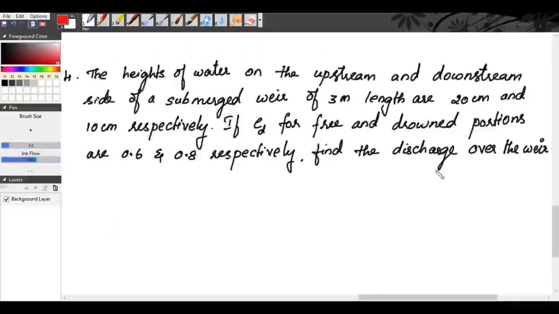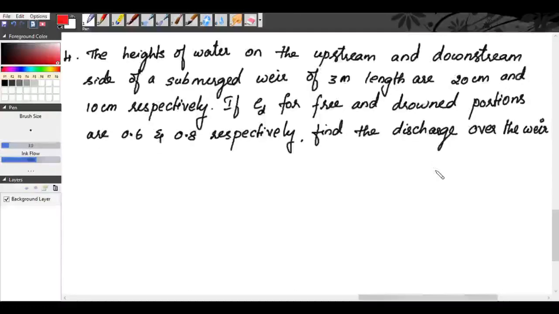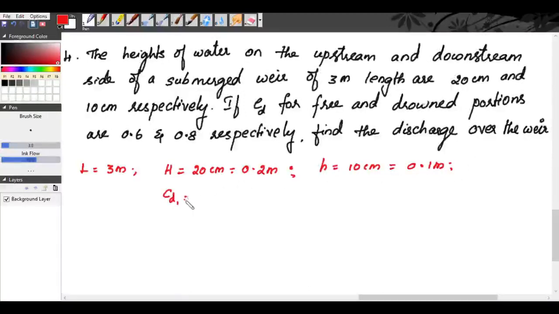Last problem, the heights of water on the upstream and downstream side of a submerged weir of 3 meter length. So length of the submerged weir is 3 meter. The heights of water on the upstream and downstream side: capital H is given as 20 centimeter, so that is equal to 0.2 meter. And on the downstream side, the height of water is 10 centimeter. So small h is equal to 10 centimeter, that is 0.1 meter. CD1 is given as 0.6 and CD2 is given as 0.8. We need to find the discharge.